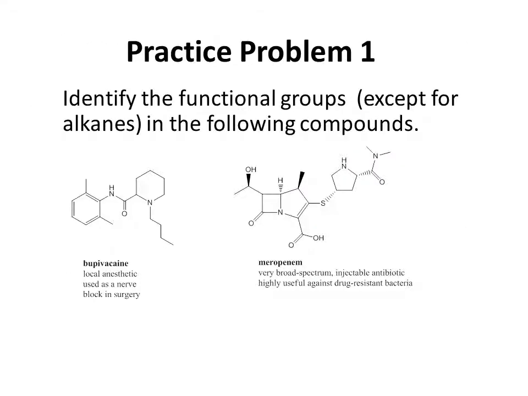Practice Problem 1. Identify the functional groups, except for alkanes, in the following compounds. You have two medicinally significant compounds here, bupivacaine, which is a local anesthetic used as a nerve block in surgery, and meropenem, which is a very broad-spectrum injectable antibiotic, highly useful against drug-resistant bacteria. Now at this point, you want to pause the video so you can work on the problem.